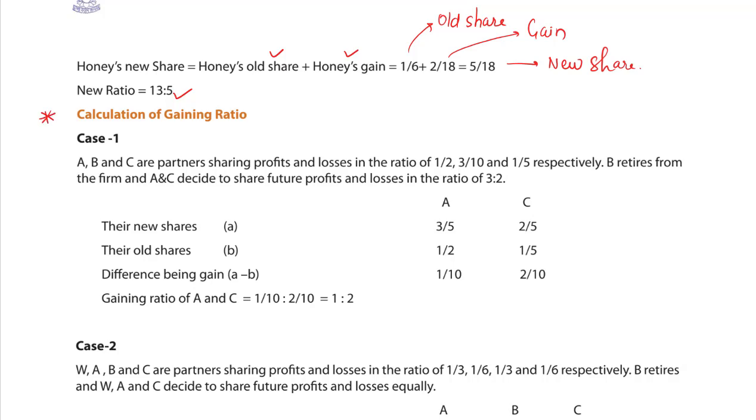Let's learn how to calculate gaining ratio. Calculation of gaining ratio. Case 1. A, B, C are partners sharing profits and losses in the ratio of 1 by 2, 3 by 10 and 1 by 5 respectively. B retires from the firm and A and C decide to share future profits and losses in the ratio of 3 is to 2.